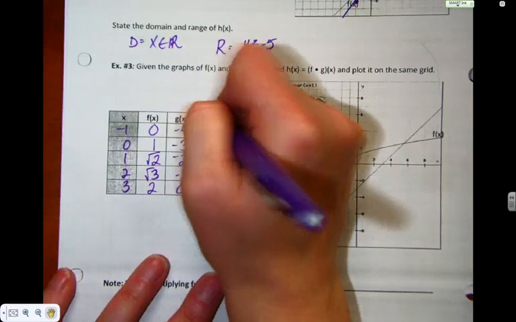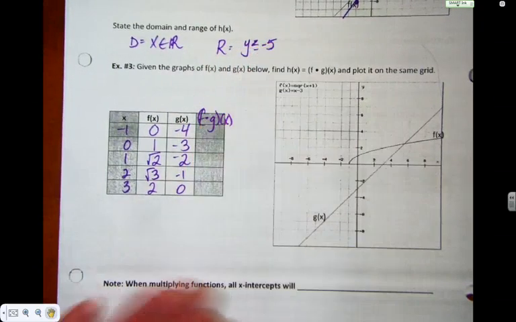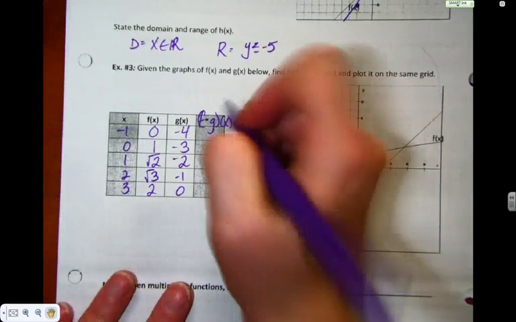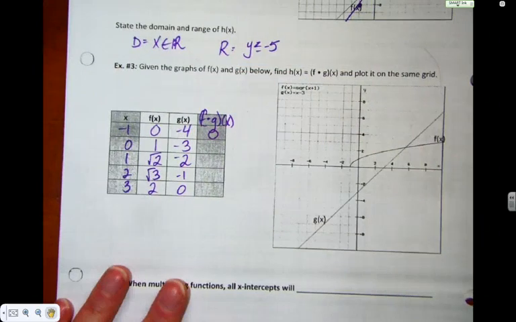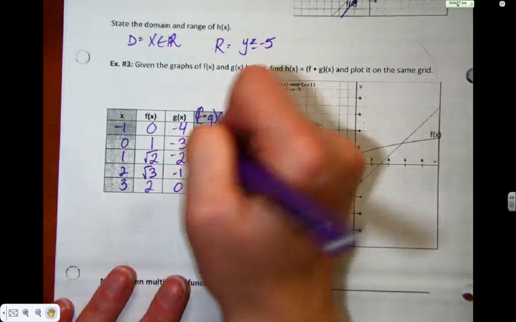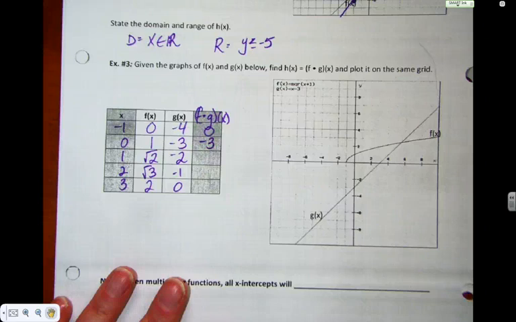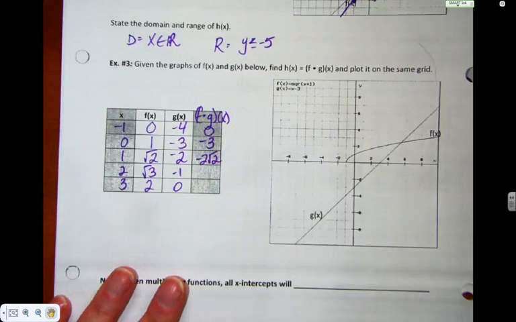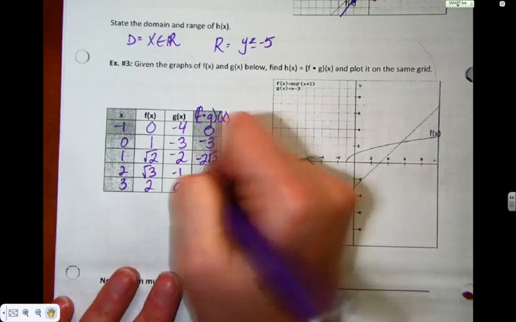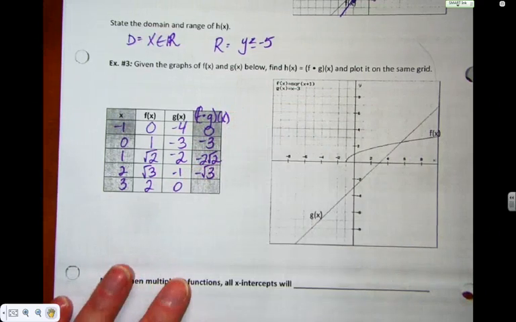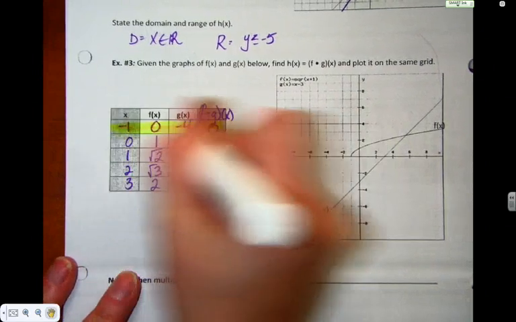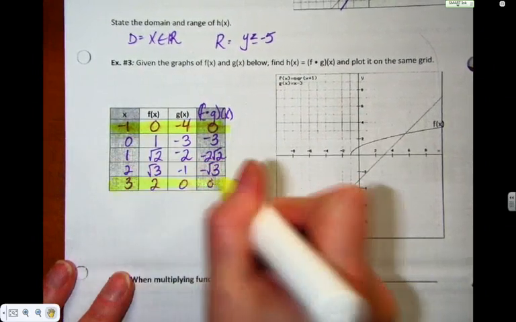Okay, we're multiplying this time, so f times g of x. So 0 times negative 4. 1 times negative 3. Root 2 times negative 2, negative 2 root 2. Root 3 times negative 1. And 2 times 0. And I want to highlight 2 of these. I want to highlight the negative 1 row. And I want to highlight the 3 row.